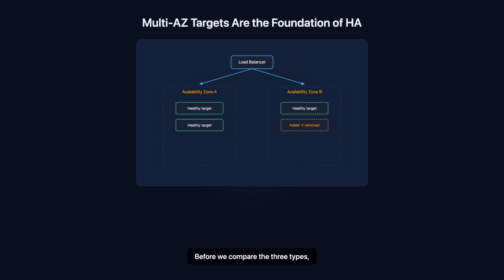Before we compare the 3 types, let's nail down the foundation they all share. A load balancer places a node in each availability zone you enable, and it spreads traffic across healthy targets in those zones. Here, the load balancer sends requests into 2 zones. In Zone A, both targets are healthy and receiving traffic. In Zone B, one target is healthy, but the other just failed its health check, so the load balancer pulls it out of rotation. Spreading targets across multiple zones is what removes the single point of failure.